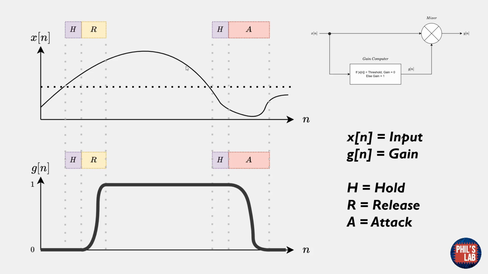But then here again, we cross down below the threshold, we wait a bit during our hold time, and then we start attacking. So during this hold time, our gain again stays constant, and afterwards we roll off the gain exponentially. You can already see here, release and attack times can and usually are set differently. Usually the attack time is much slower than the release time.